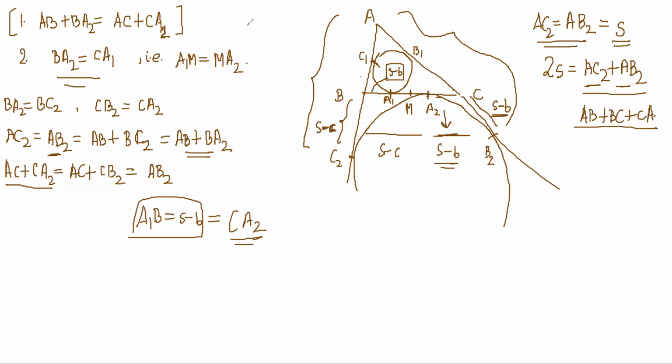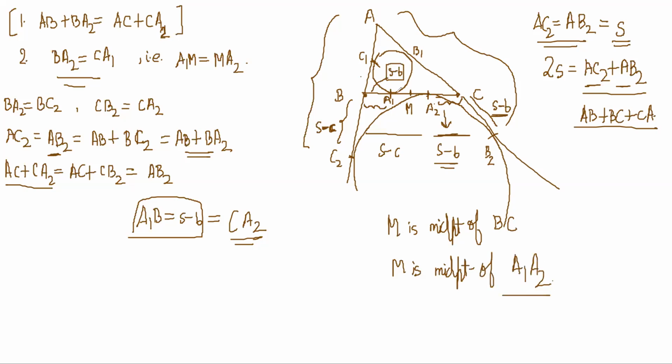Mansi, you're getting this, no? Yes, sir. So you're getting A1 and A2 are equidistant from B and C. So M, which was defined to be the midpoint of BC, is also the midpoint of A1A2. You have cut off equal sections from B and C from the outsides, right? So M should also be the midpoint of A1A2. So A1M should be equal to A2M, right?